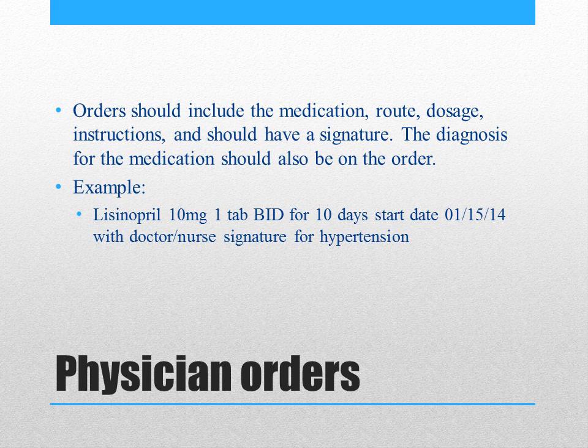So when you get a new order, it should include all of the correct information for the order itself. So an example would be lisinopril, 10 milligrams, 1 tab twice a day for 10 days with a start date of 1/15 of 2014, doctor and nurse signature, and this is going to be for hypertension.